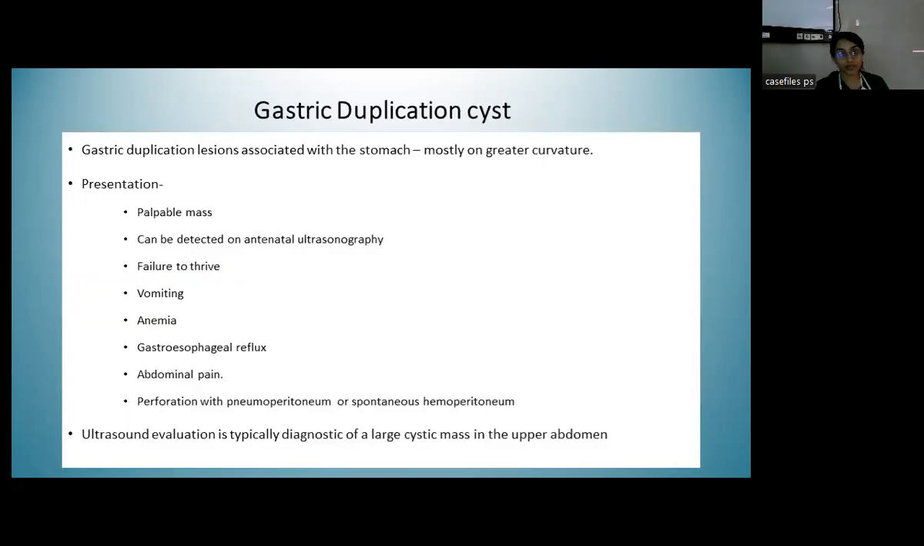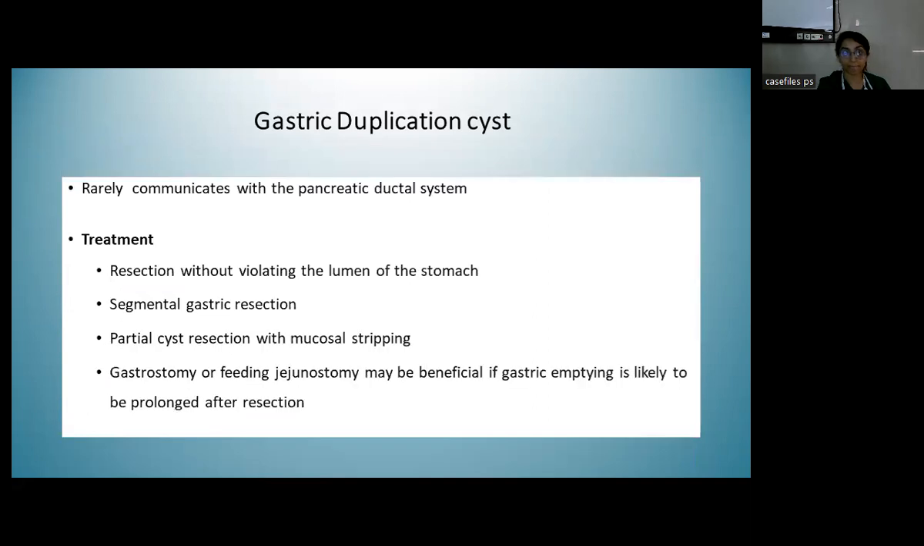Coming to the abdominal duplication cysts, gastric duplications, starting with gastric duplication cysts, these are associated with the stomach, mostly present on the greater curvature. The presentation has already been said. They may either present with a palpable mass or can be antenatally detected, failure to thrive, vomiting, anemia, gastroesophageal reflux, abdominal pain, or even perforation. Ultrasonography is diagnostic. They rarely communicate with the pancreatic ductal system.